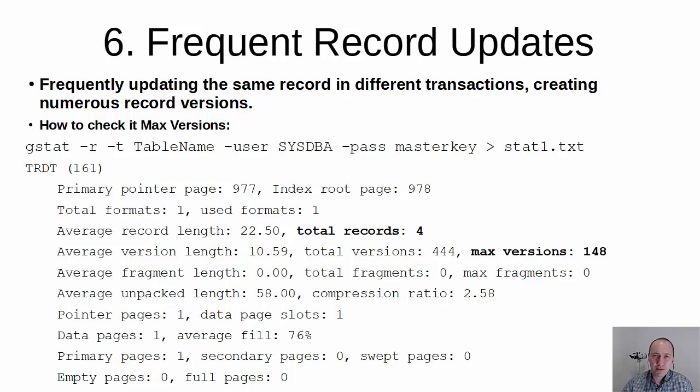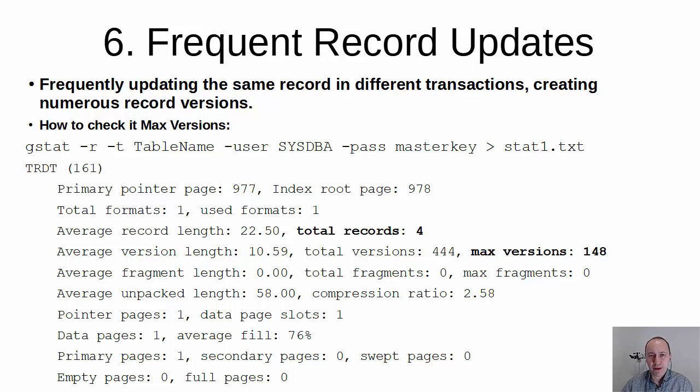Anti-pattern number 6 is frequent record updates. Now we are going to the area of Firebird internal functioning. So the problem is the following. If you frequently update the same record in different transactions, it can create many record versions, and as a result, it will slow down operations with this table.